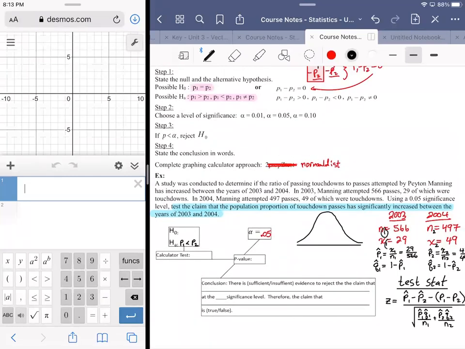2003 is subbed with subscript 1. 2004 is subbed with subscript 2. So that's how I note it. Instead of having hats over the P, that means the P hat refers to a sample proportion. Without the hat, it's talking about a population proportion. That's what we care about. All right, it says it right here, population proportion. That's P.